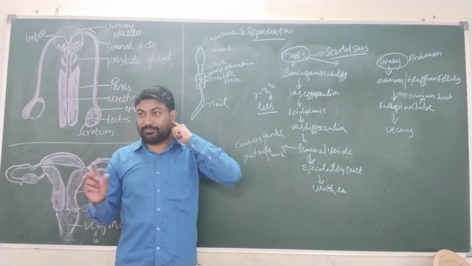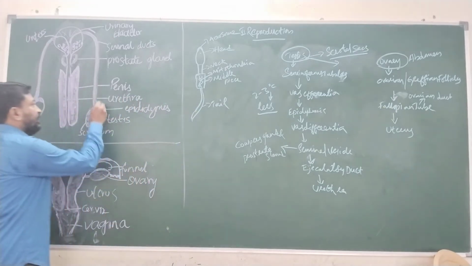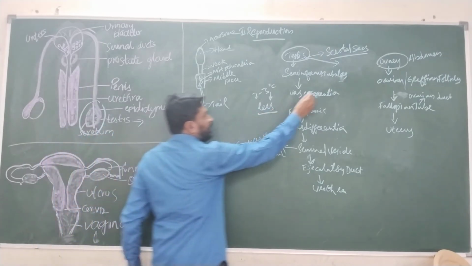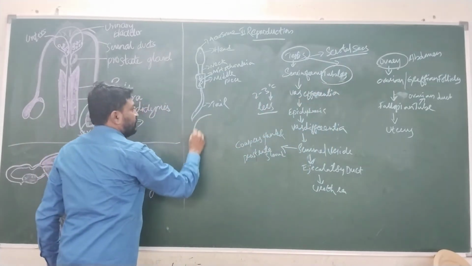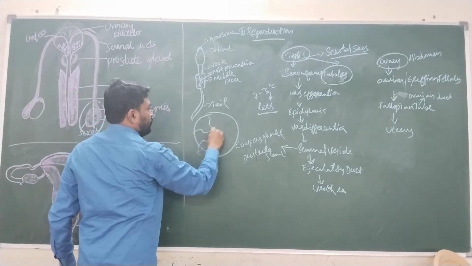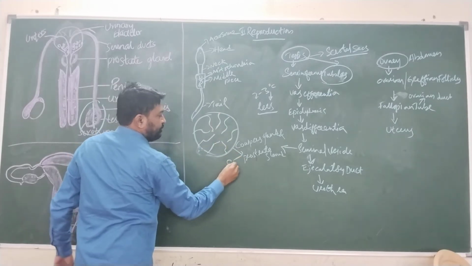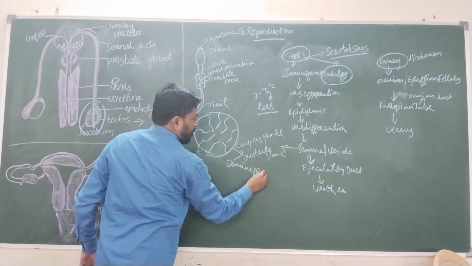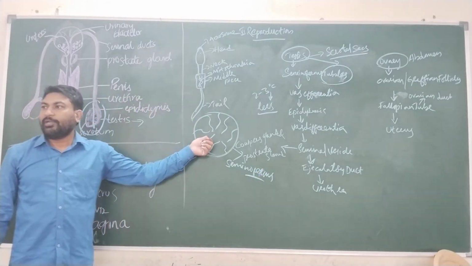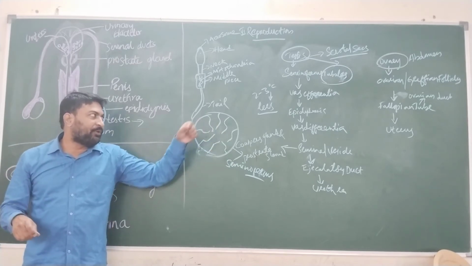If we look at the longitudinal section of the testis, inside each testis there are several tube-like structures called seminiferous tubules. Inside each testis, there will be several thousands of tubules known as seminiferous tubules.